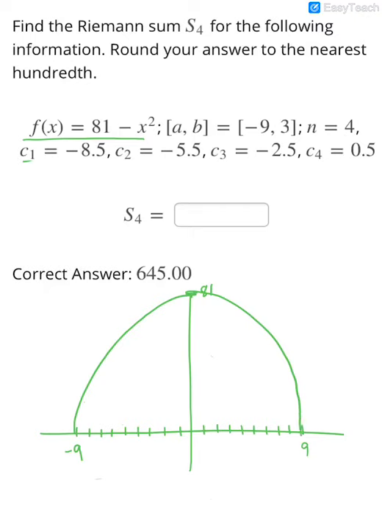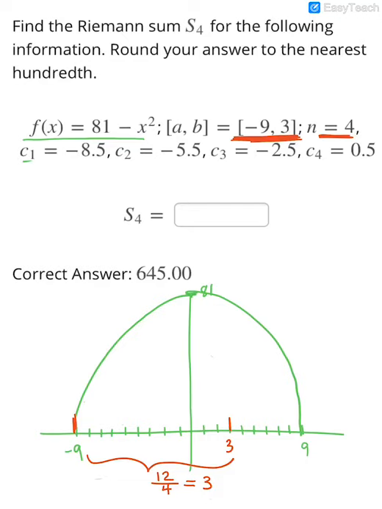Okay. Now, the second thing that they're going to tell us is what area we're looking for. So in this case, from -9 up to +3. So that's where our rectangles will start, and that's where they will stop. And then they're going to tell me how many rectangles. And so if you look at the distance between -9 and 3, that's a distance of 12 divided by 4 rectangles means that each rectangle will have a width of 3.